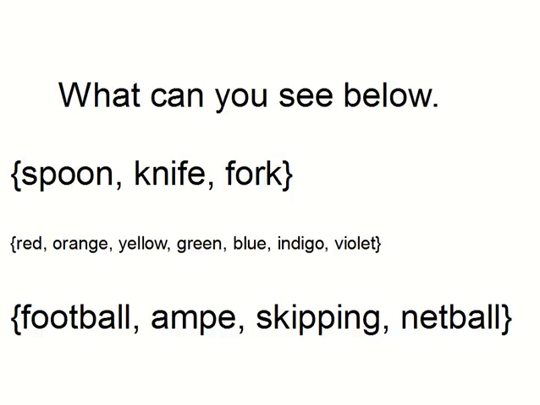What can you see below? The words spoon, knife, fork together in a curly bracket. The words red, orange, yellow, green, blue, indigo, violet together in a curly bracket. The words football, ampe, skipping, netball in a curly bracket. So what is this all about?